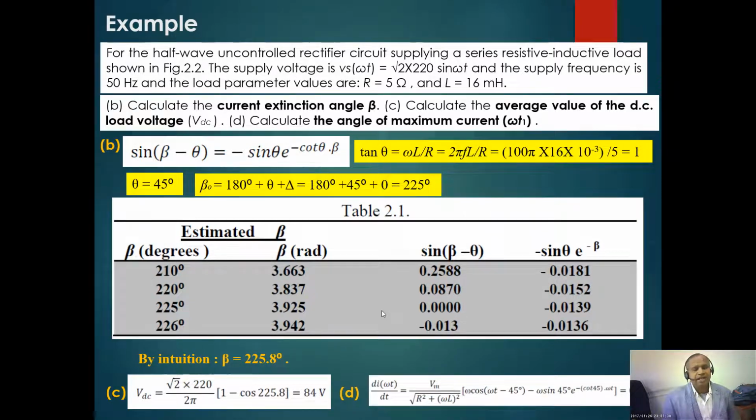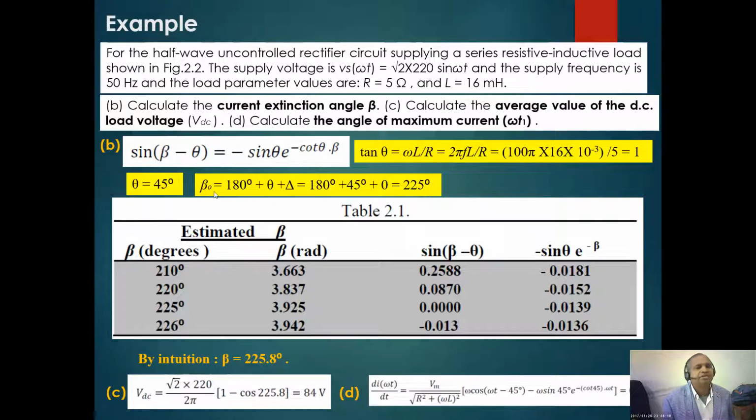Now, how do you find the extinction angle? You put different values of beta and find out what this value is. At 225, sin of beta minus theta is approximately 0, which means it is approximately 225. Even if there is a 2-3 degree difference, there is no problem. This is our extinction angle. Now by putting this extinction angle and iterating, you can find that beta is 225.8 degrees.